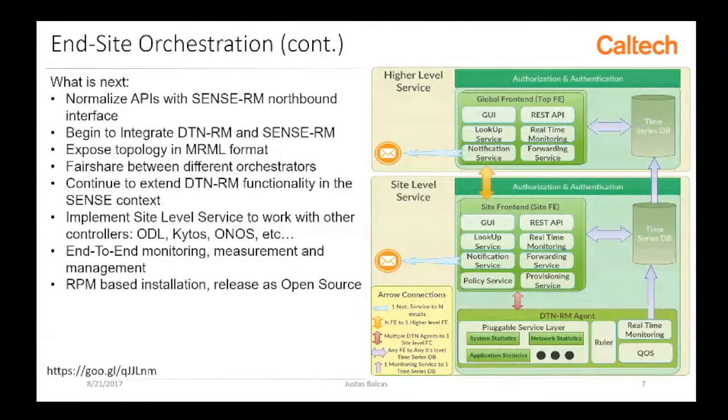So from the DTN point of view, it's a pluggable system. So each site can control what it has. But at the minimum, we always have to have a DTN RM agent and a site frontend. The site frontend accepts all the requests coming from the orchestrator and applies all the rules back to the DTN RM agent.